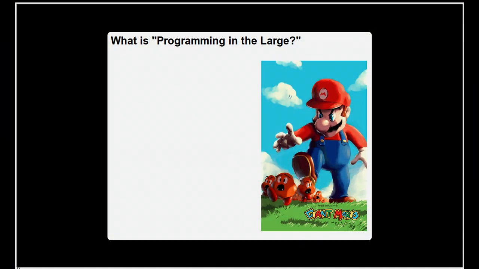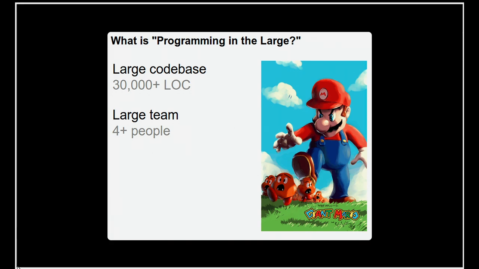So first, I should give some sort of definition for what I mean by programming in the large. I'm just going to make up some numbers, but more properties. Let's say 30,000 lines of code. Let's say that's kind of programming in the large. Another aspect is having a large team. Once you have more people, because you need more people to build a bigger application, now you also have this communication overhead that you have to think about.